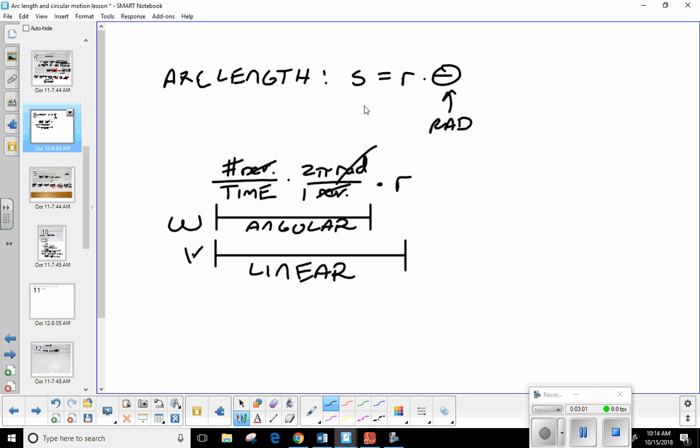Yes, sir. We like them to be in radians, yes, because we're going to associate that with a unit of measure. And we can't do that with degrees. Okay, so this is what we have been talking about.